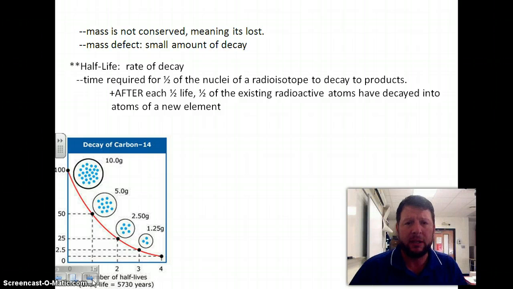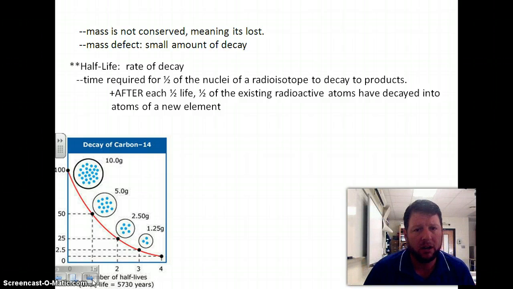Okay, what is something called half-life? Half-life is a measure of the rate of decay. The textbook definition of half-life is the time required for 1/2 of the nuclei of a radioisotope to decay to products. After each half-life, 1/2 of the existing radioactive atoms have decayed into atoms of a new element.